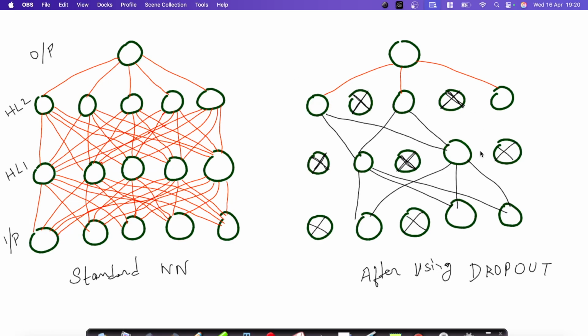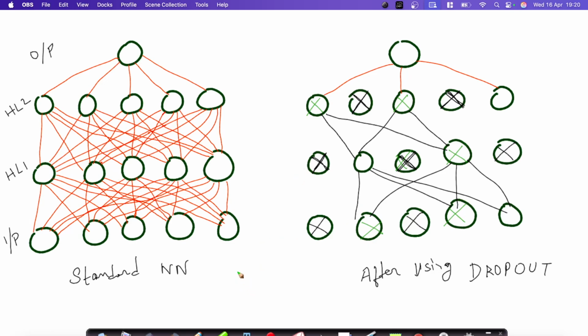Maybe in the first iteration this is the scenario, and in the next iteration, let us use a different color, I switch off this and this randomly. Maybe here I switch off this one and this one. In the next iteration, maybe this one and this one. So it is done entirely randomly, and the result will be much better, which will decrease the overfitting.